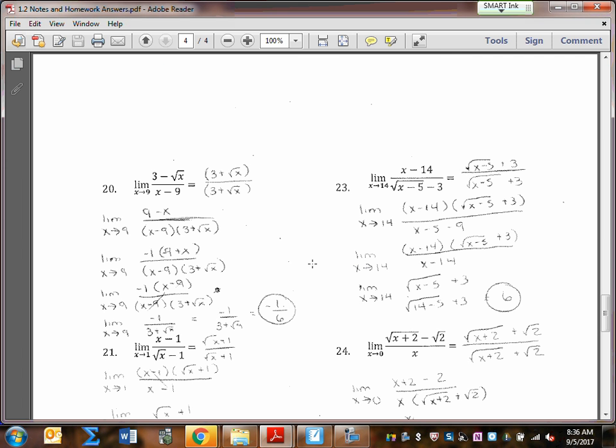Okay. So for number 20 here, when we multiply by the conjugate, the key thing is that we end up with 9 minus x on top. So we had to factor out a negative for that to match up with my factored denominator. When we factor out that negative, we get x minus 9 both on top and bottom. Those reduce, and we're left with the limit of 1 over 3 plus root x. Then when you substitute, you're still good. So you end up having to pull out that negative.